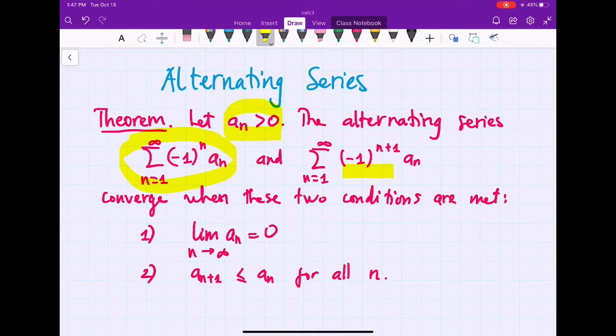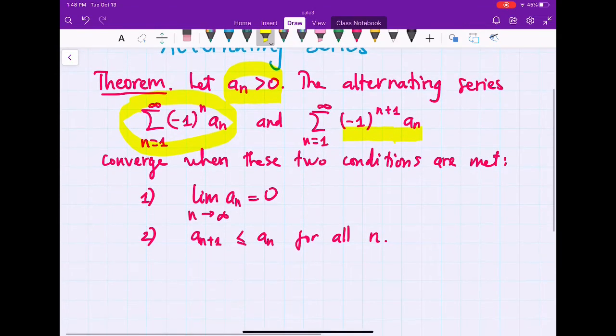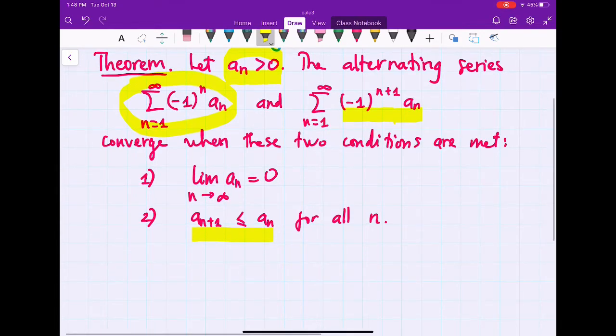So this theorem says, if you have a_n greater than 0, then the series (-1)^n a_n and (-1)^(n+1) a_n converge if the first condition holds: the limit of a_n equals 0. The second condition: a_(n+1) less than or equal to a_n. So what does it mean?